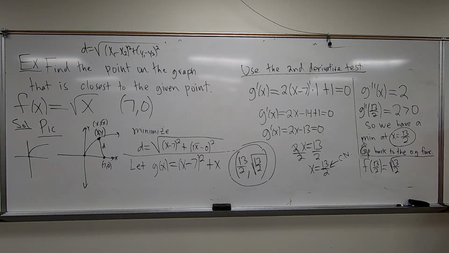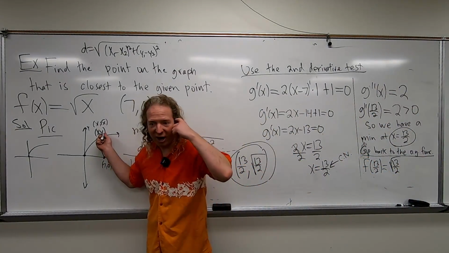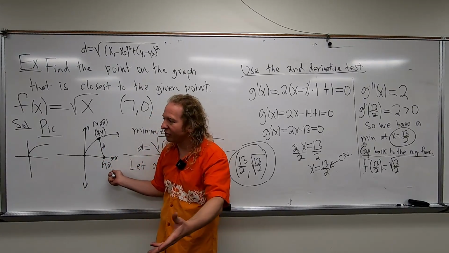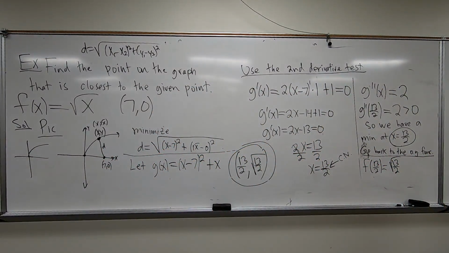Yep, that's the point that's closest to 7, 0. So this is the point on the graph that's as close as possible to 7, 0. Yeah, good. That's it. Any questions on this one?